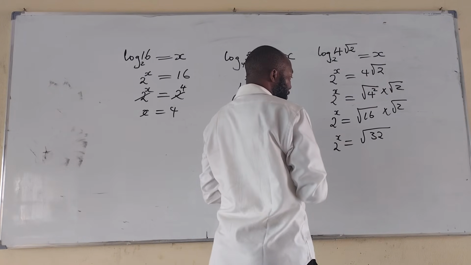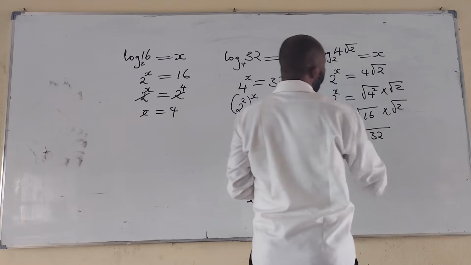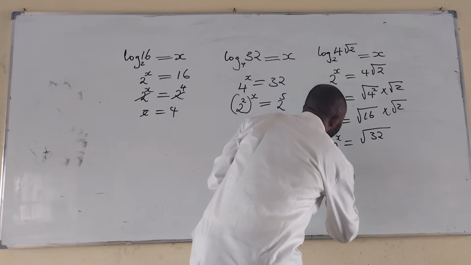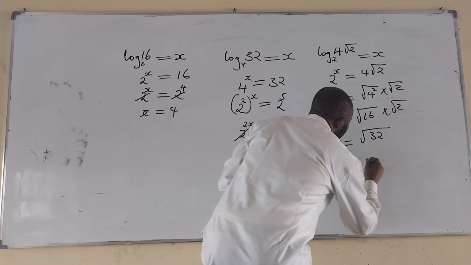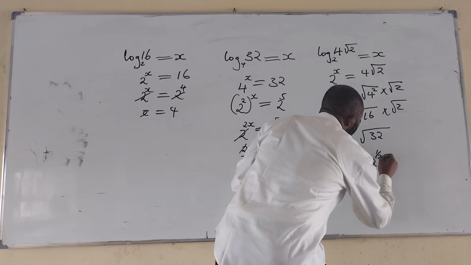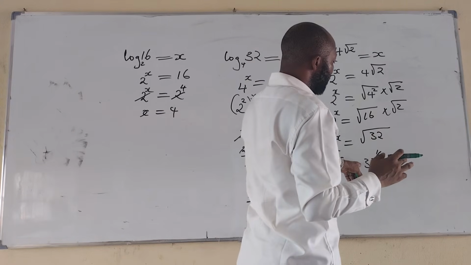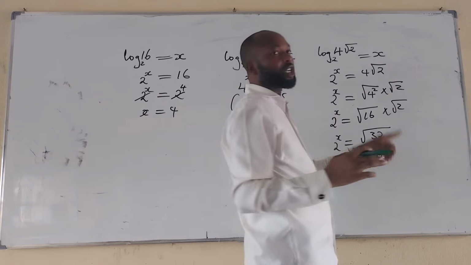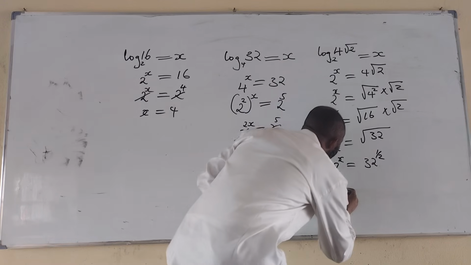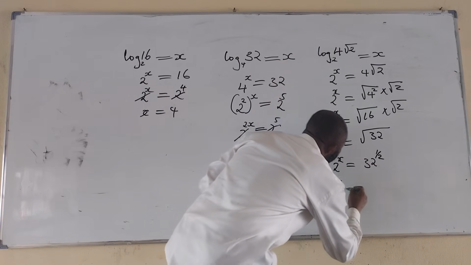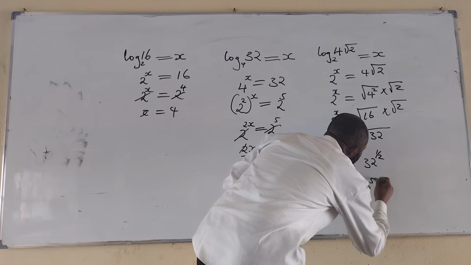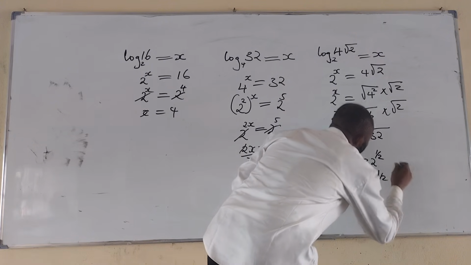Now I'm having 32. I can now remove the root sign to have 2 raised to the power x is equal to 32 raised to the power 1/2. That's the same thing as root. But I know too well that 32 is the same thing as 2 raised to the power 5. So I can say 2 raised to the power x is equal to 2 raised to the power of 5, raised to the power 1/2.